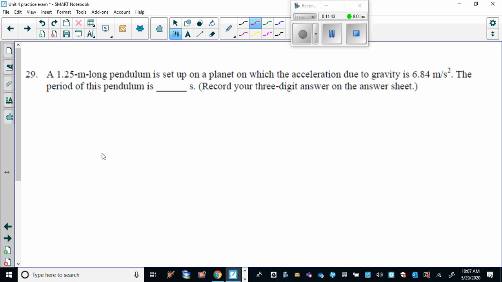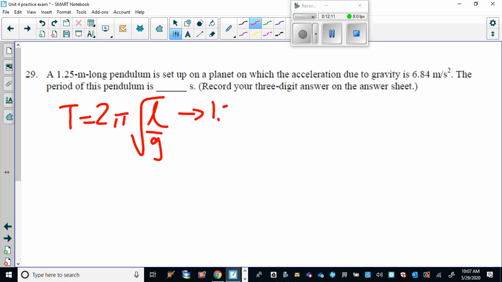29. How many more? 29. A 1.25 long pendulum is set up on a planet in which the acceleration due to gravity is 6.84. The period of the pendulum is this formula here. That's a very straightforward question. They've given you the length. They've given you the 6.84, plug the numbers in, answer turns out to be 2.69.